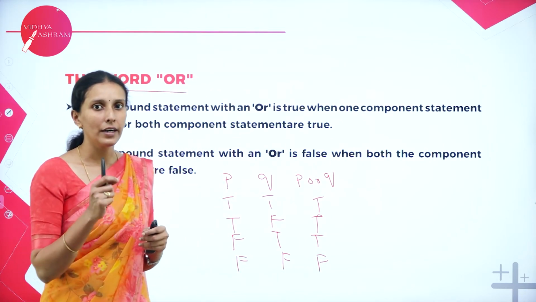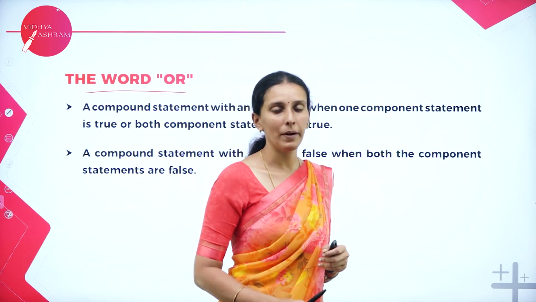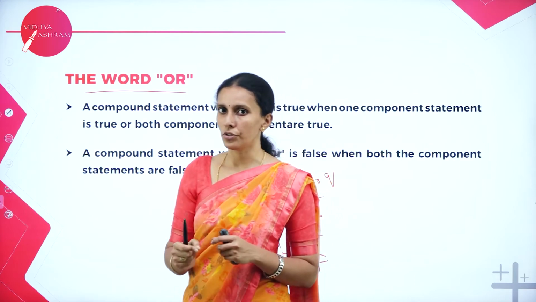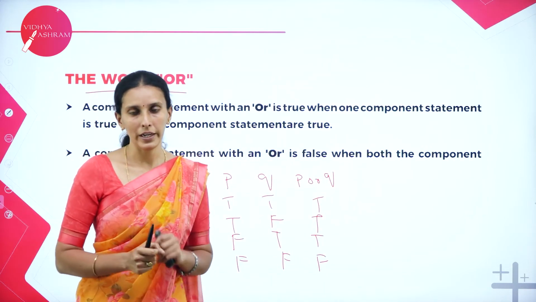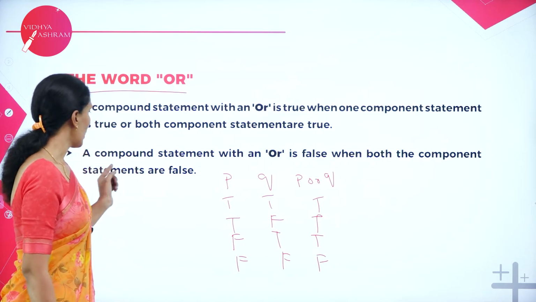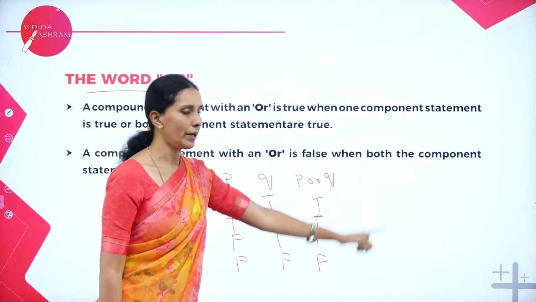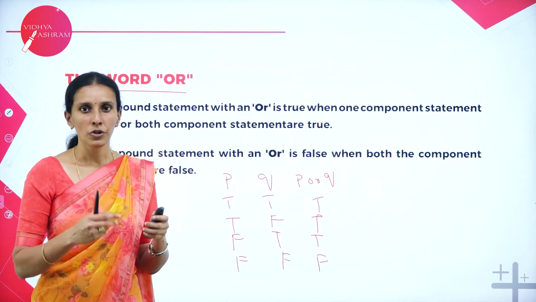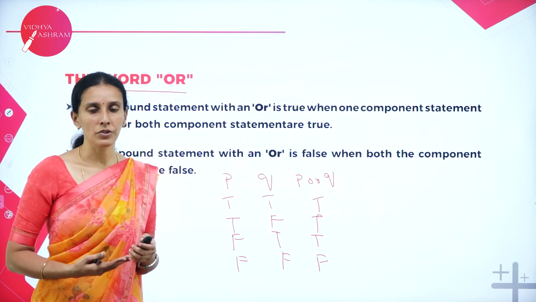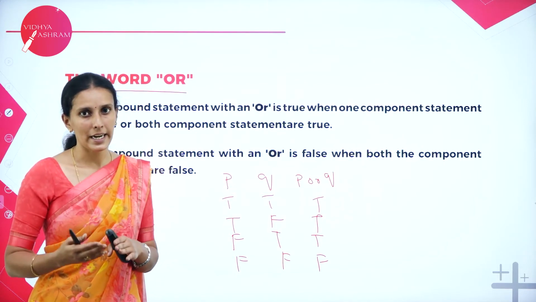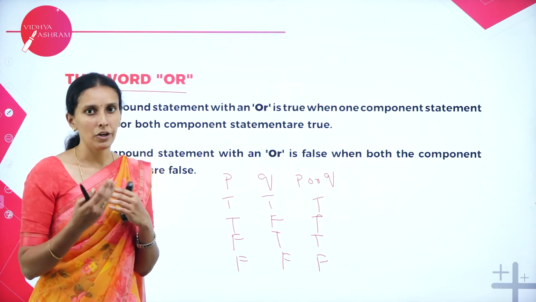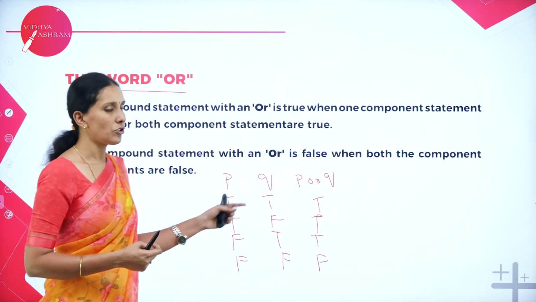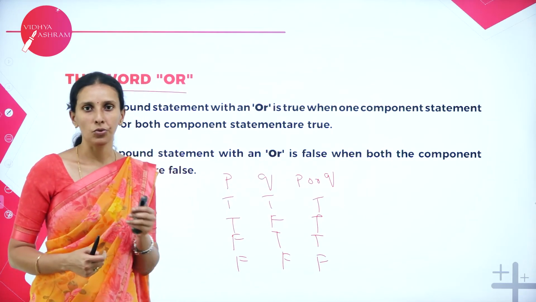So what does the word or say? The compound statement containing or is true when any one of the components is true. If both are false, then only it is false. So a compound statement with an or is false when both the components are false. If any statement is given to verify with or, we have to check the component statements, whether both are true, or any one of them is true, or both of them are false. Using that condition, we can check whether the given compound statement is true or false.